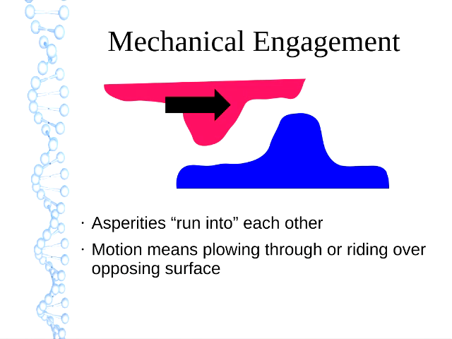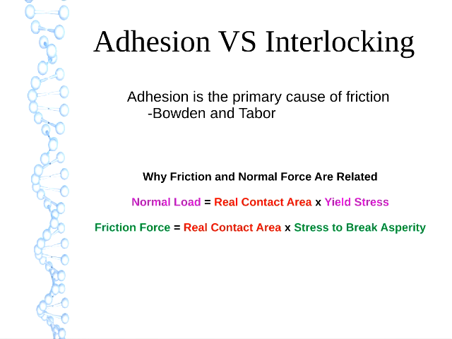In mechanical engagement, the asperities run into each other, plowing through or riding over the opposing surface. So adhesion versus interlocking: which is most important? Bowden and Tabor, two very famous researchers in England, did research, and they determined that adhesion is the primary cause of friction.